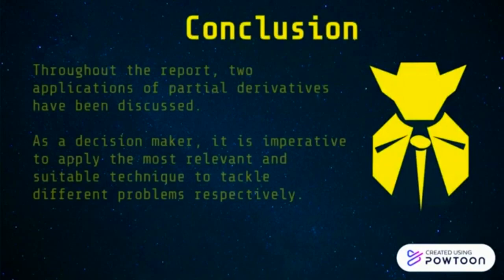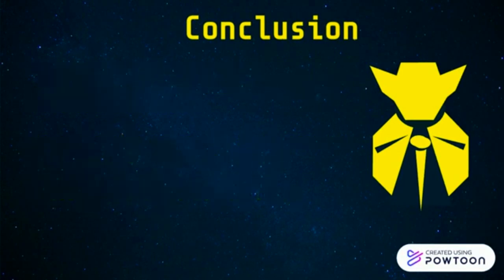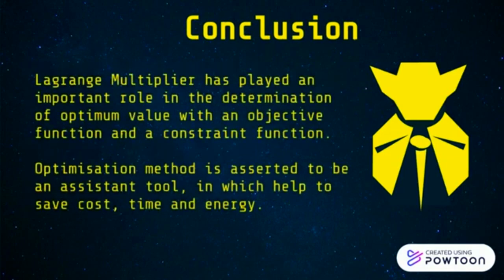Throughout the report, two applications of partial derivatives have been discussed, in economics and engineering. As a decision maker, it is imperative to apply the most relevant and suitable technique to tackle different problems respectively. The Lagrange multiplier has played an important role in the determination of the optimal value with the objective function and the constraint function. The optimization method is asserted to be an assistant tool which helps to save cost, time, and energy.